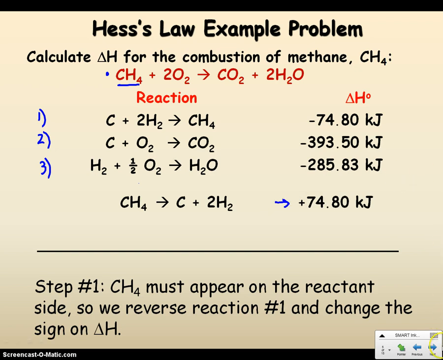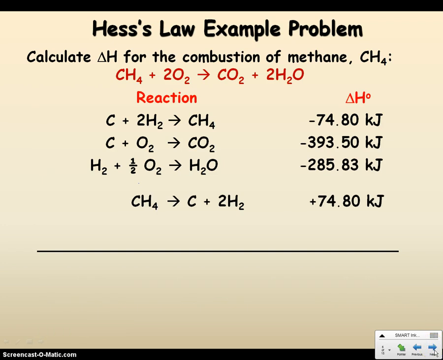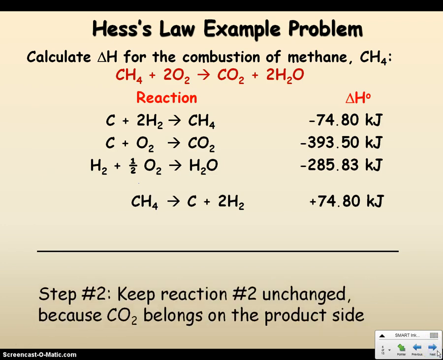delta H changes. Second thing I'm going to do, I'm not going to do anything to equation number 2 because the carbon dioxide is on the proper side. So what you're doing with these source reactions again is you're kind of comparing. So here's reaction number 2. Here's my overall goal, the products that I want, the reactants that I want. So with reaction number 2, I want the carbon dioxide on the product side, so I don't need to do anything to that equation.